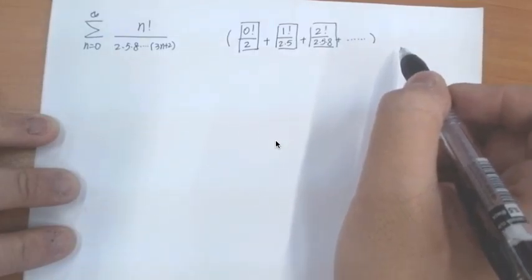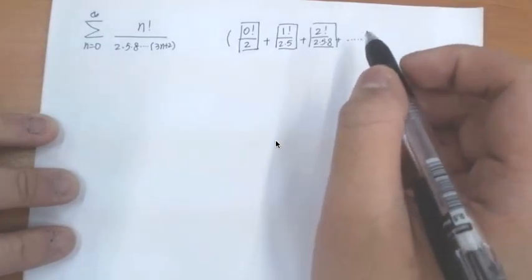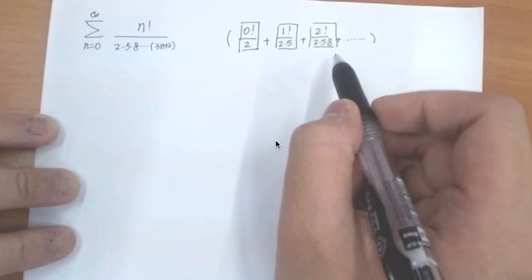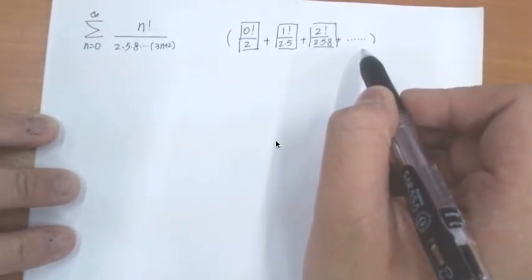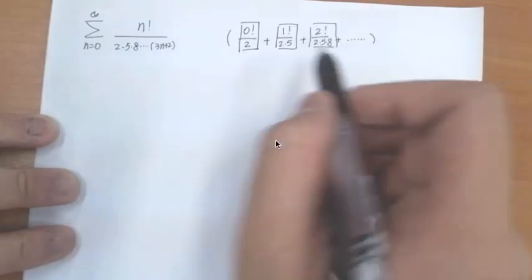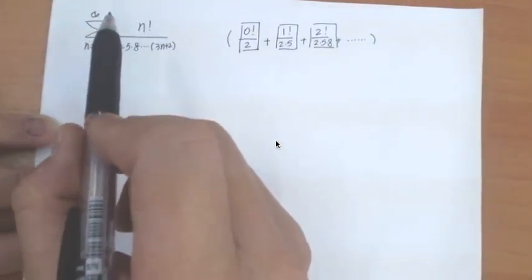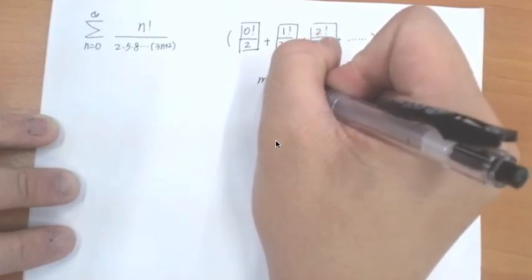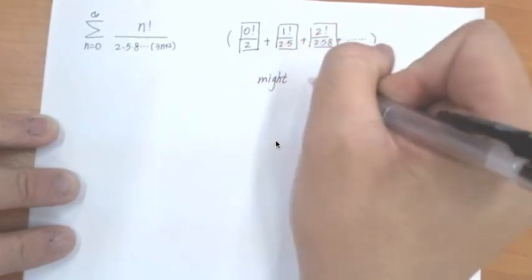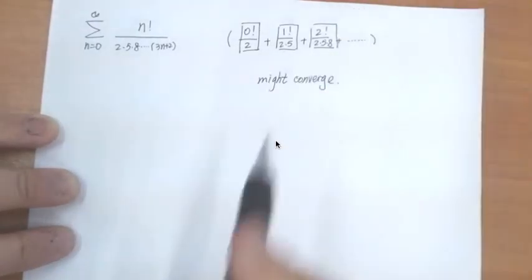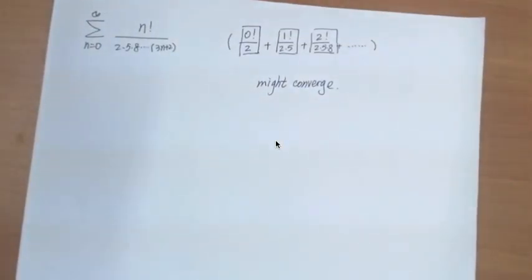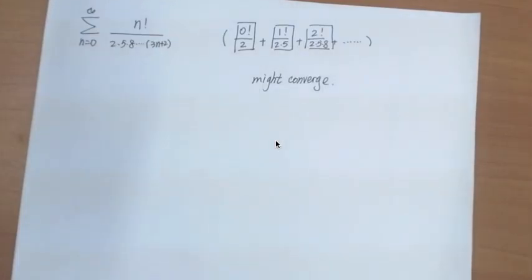Since the individual terms of the series approach 0 as n approaches infinity, the summation of the series from n equals 1 to infinity might converge. And then I will pass to Betty to give a more detailed explanation.